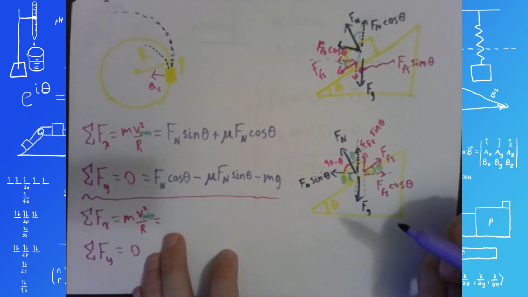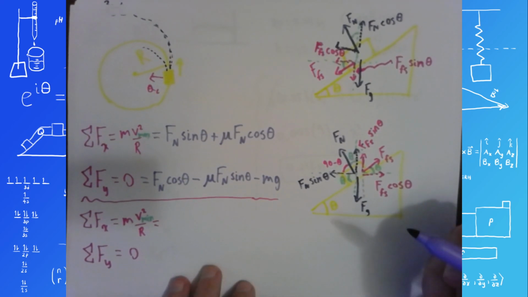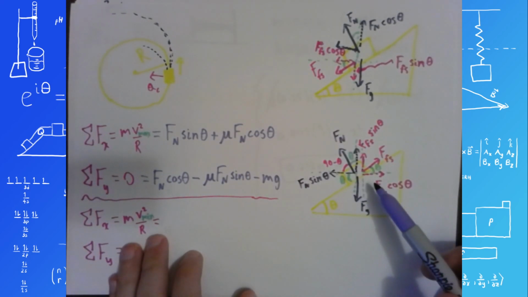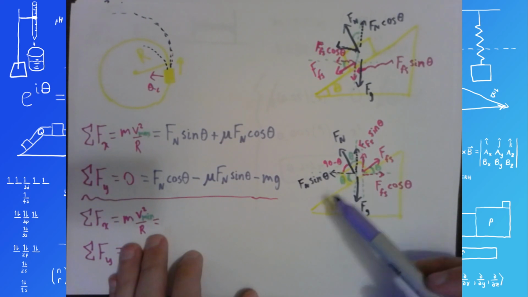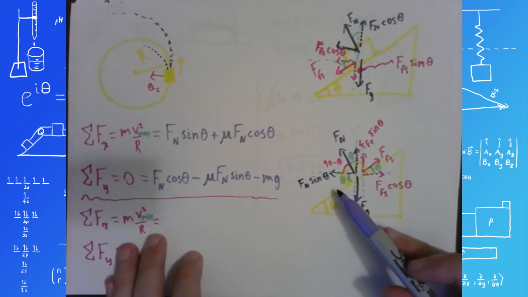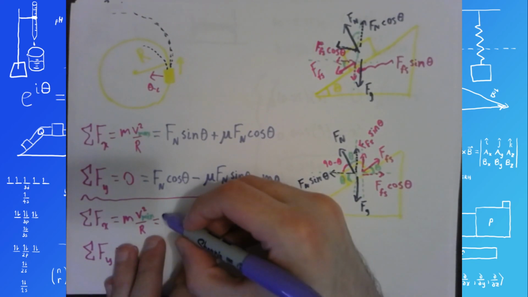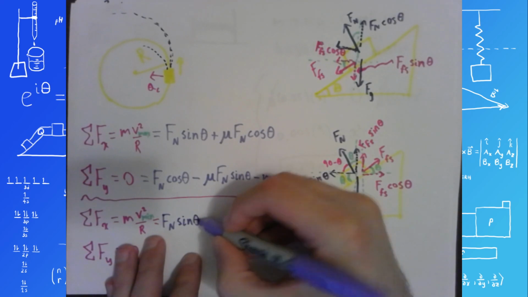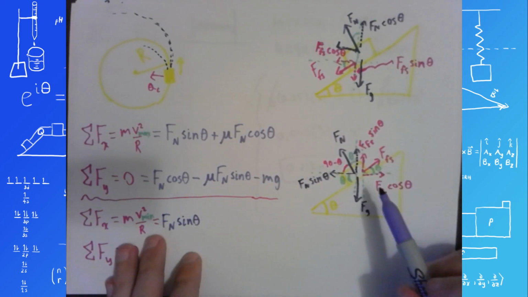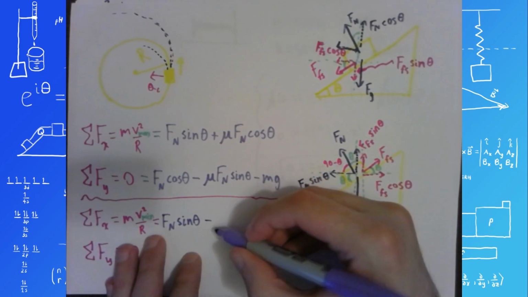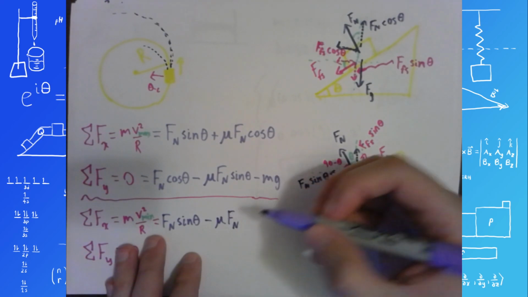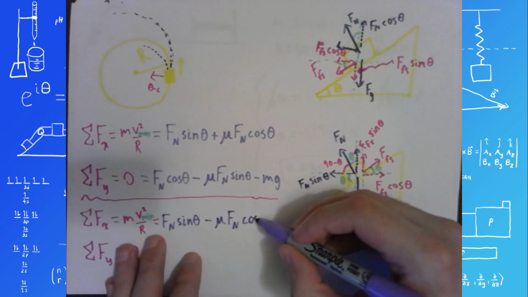What I'm about to write over here, I guess we'll do horizontal first this time. Horizontals, I want to do left minus right. Again, I'm using left as my positive direction here. I've got normal force sine of theta to the left, same as before. But this time, force of friction cosine theta is to the right, so minus coefficient of friction times normal force times cosine of theta.